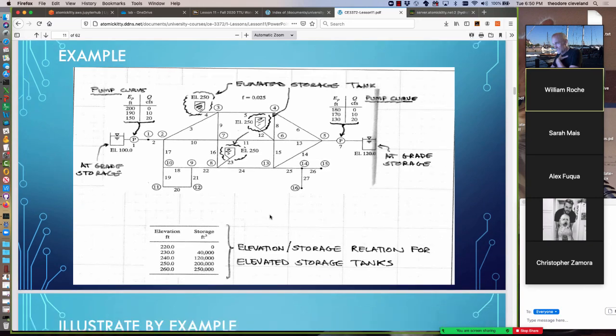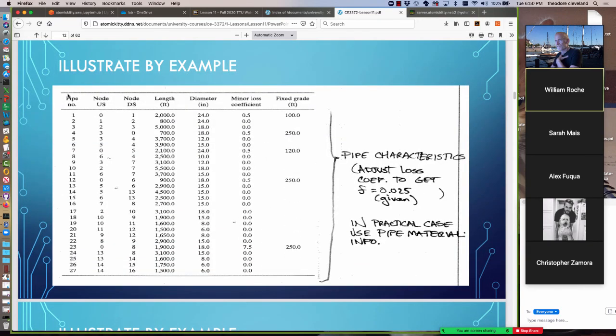In addition to this drawing, we have information on each pipe. So pipe 1 through 27, we have the starting node and the ending node. In this particular document, it's using the symbol 0 to indicate connections to fixed grade nodes.